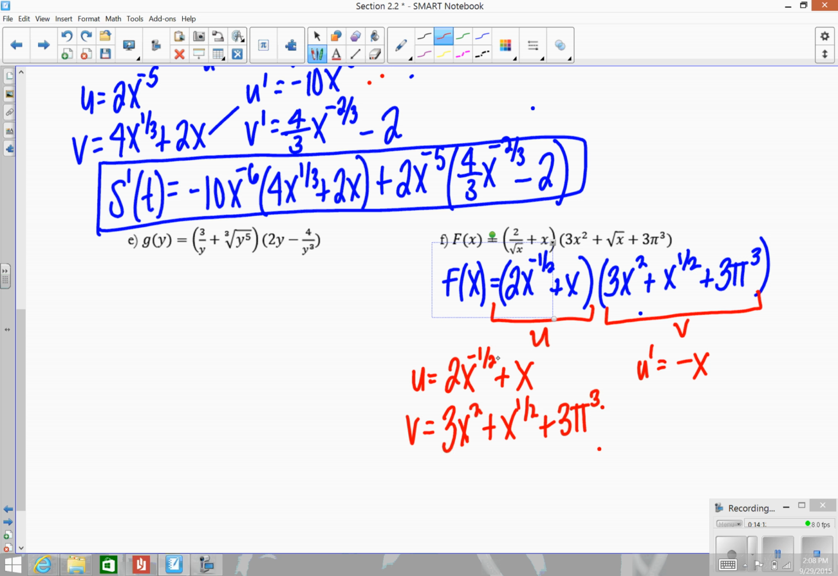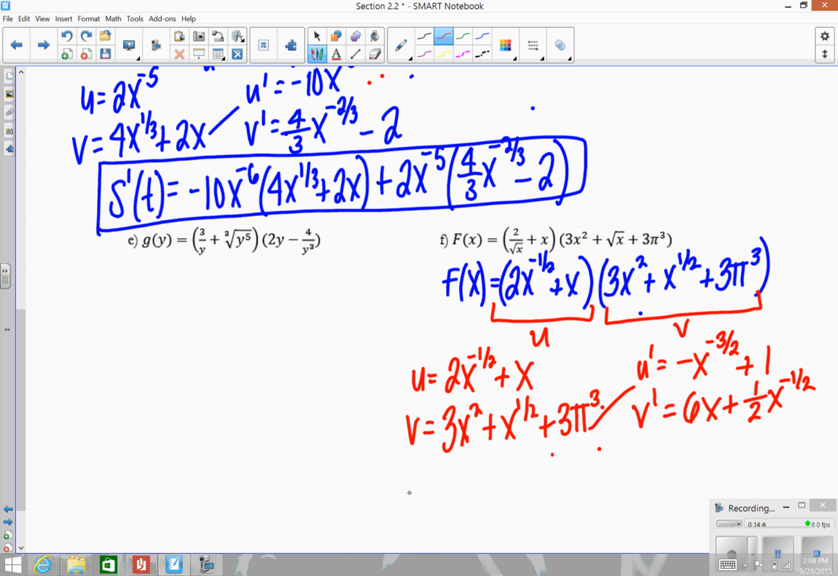Subtract 1, which is like thinking of it as subtracting 2 over 2. So it's going to be negative 3/2. And then it's just going to be a plus 1 at the end. Take the derivative of this second part. It's going to be 6x plus 1/2 x. Subtract 1. You're going to get negative 1/2. And then just remember this pi at the end, it's just a constant, so it just goes to 0.